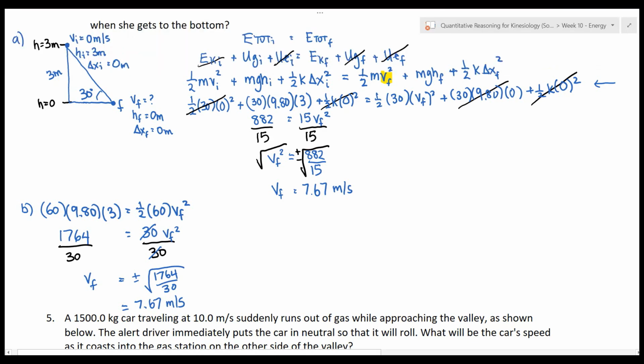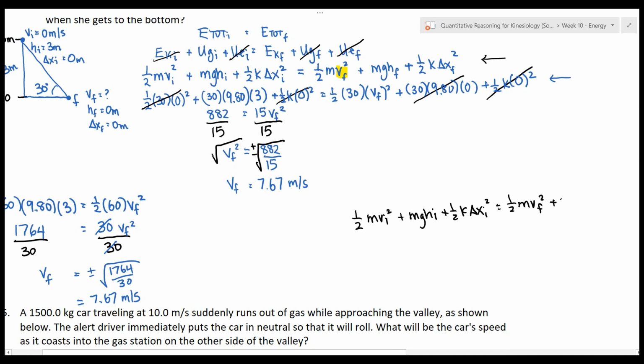So if we take a look at this step right here, where we have 1/2 mv initial squared plus mgh initial plus 1/2 k delta x squared equals 1/2 mv final squared plus mgh final plus 1/2 k delta x final squared. Okay, so that's our original equation really. It's all the energies with the equation subbed into them.